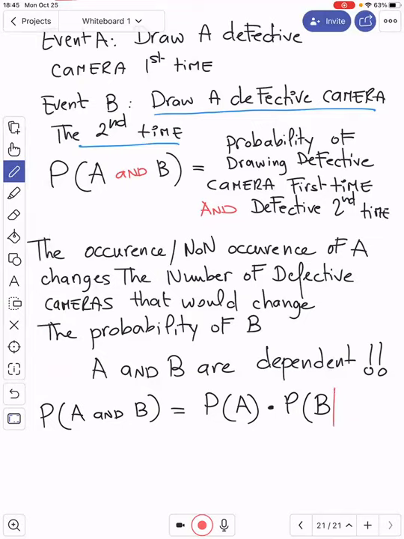Given A. Given the occurrence of A. Okay, if A happens. So first, step one, we need to compute the probability of A, right? And the second step, we need to compute the probability of B given A, right? And then as a third step, we can compute the probability of A and B.